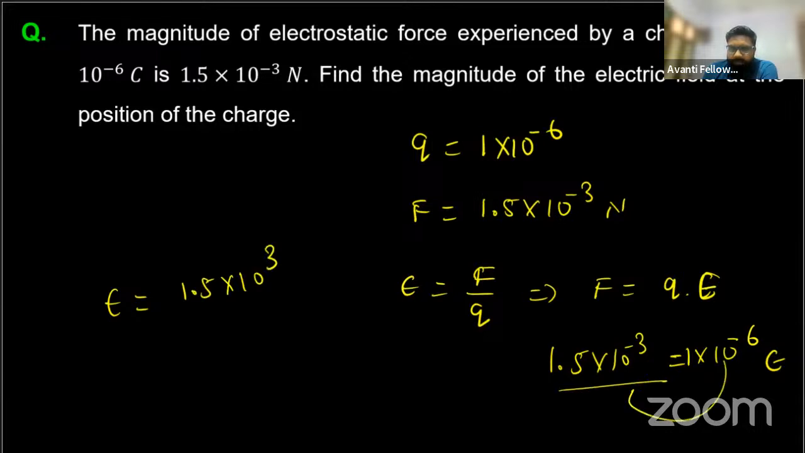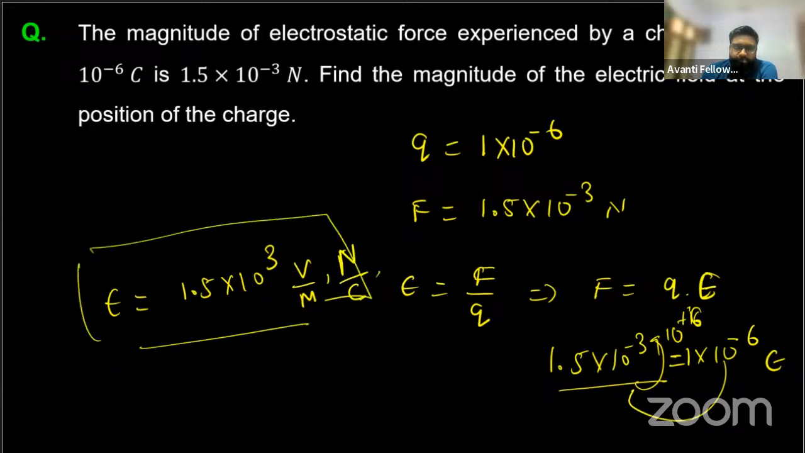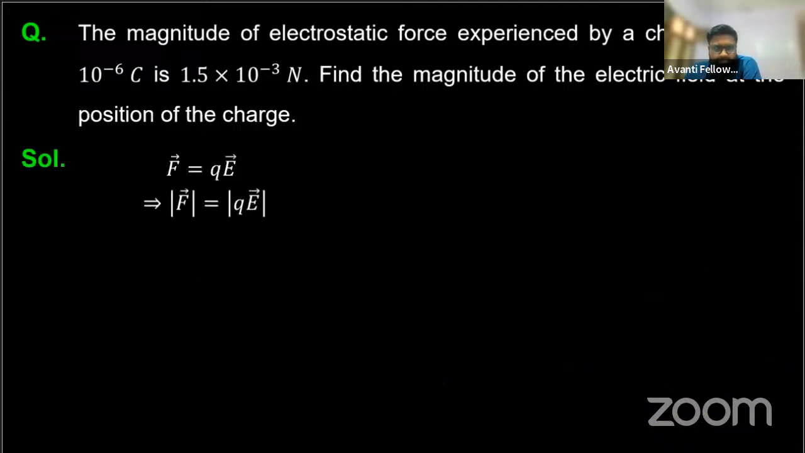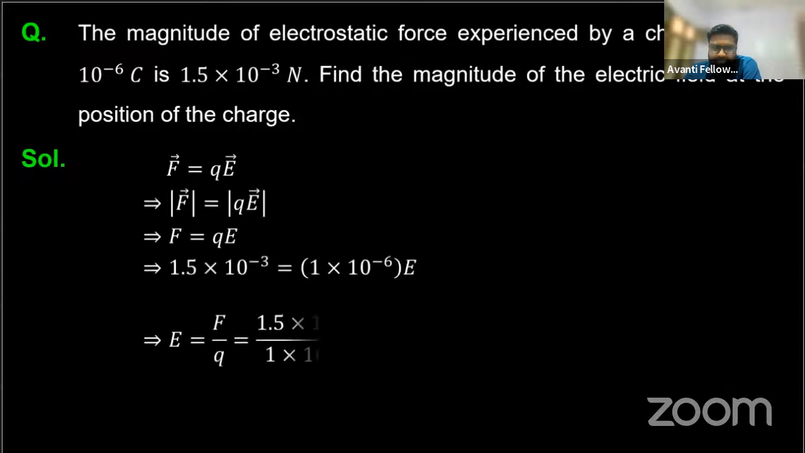Because 6 will come down, and when it goes up, it becomes 10 raised to the power plus 6. Plus 6 minus 3 will be 3. So it is 1.5 into 10 raised to the power 3 volt per meter, and another unit is Newton per coulomb. Okay. This is the answer. Very simple, right? So I hope you got it. Now the same solution is given here.